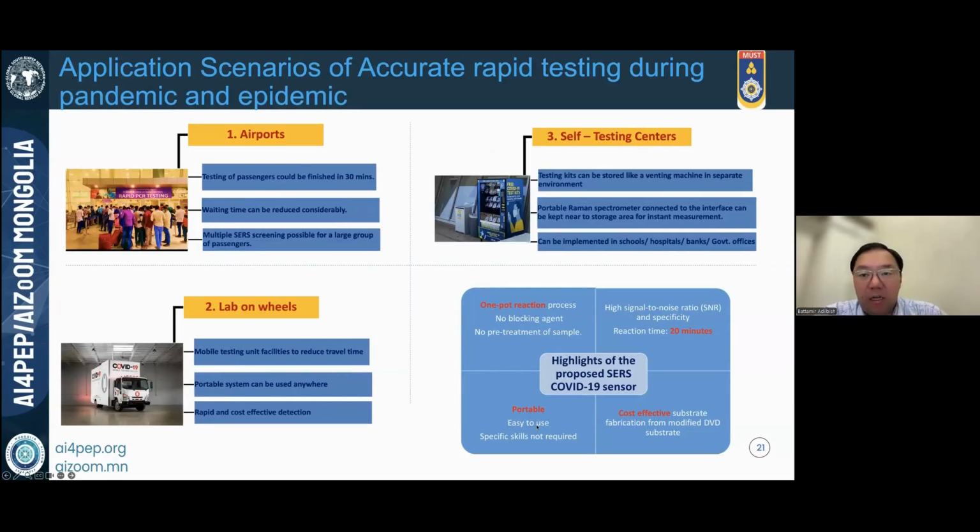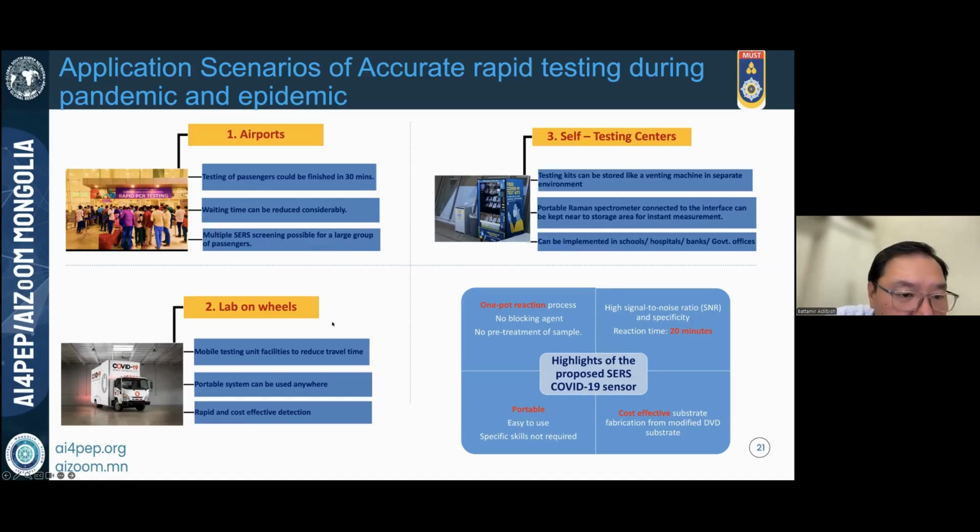Finally, I will tell you why this research is important with some examples. Imagine a handheld device in the airport, mobile labs, self-testing centers, or rural clinics that can detect multiple pathogens within minutes. For example, in airports, testing of passengers could be finished in 30 minutes. Waiting time can be reduced considerably. Also, mass screening is possible for a large group of passengers.